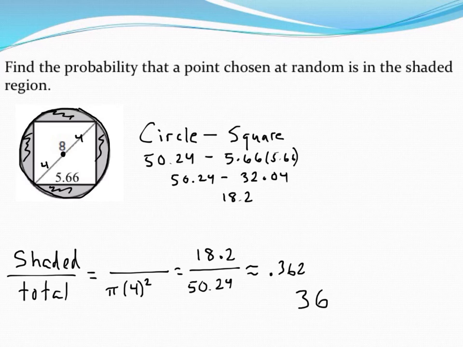That's about 36.2%. Notice that percentages can still have decimals in them. That's totally fine, and I do want you to round a little bit for that. So the probability that I land in the shaded section is about 36.2%, which is fairly low, as we predicted. The shaded section does not look like it's a big part of this figure.